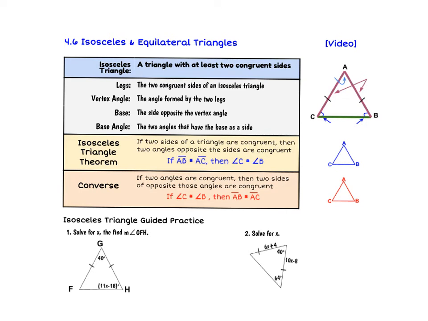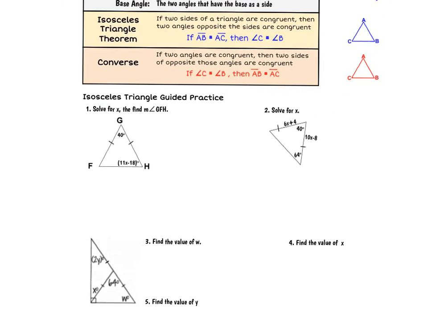The converse is also true. If two angles are congruent, then the two sides opposite those angles are also congruent. That is to say that if angle C is congruent to angle B, then segment AB is congruent to segment AC. If C is congruent to B, then AC is congruent to AB. Let's take a look at some practice problems.